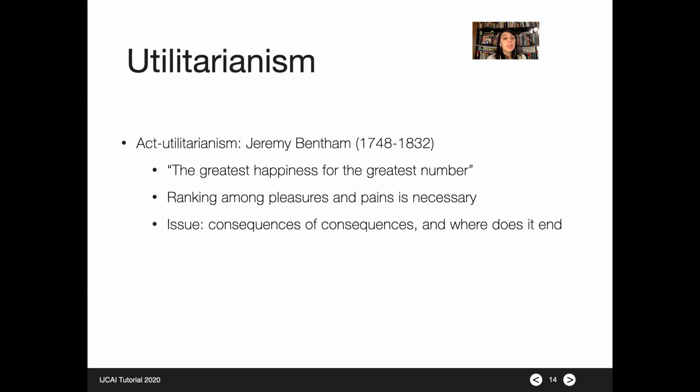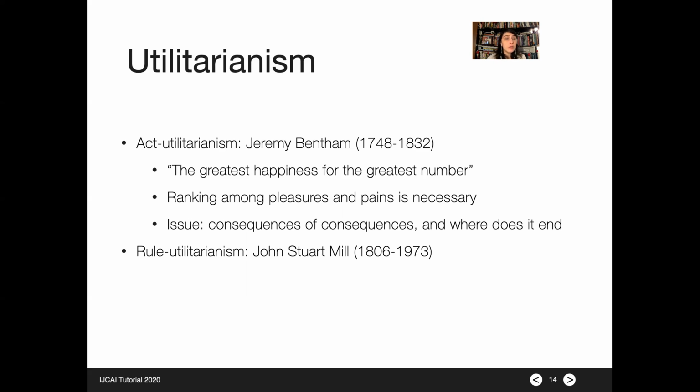The issue is that you have to not only consider the consequences of every single action that you are going to take or every single option that you're going to choose from, but you also have to consider the consequences of those consequences, and the consequences of those consequences of the consequences, and it's perhaps unfeasible to do that all the time for everything. And you will never choose anything if you are stuck in this perpetual evaluation of consequences of consequences of consequences.